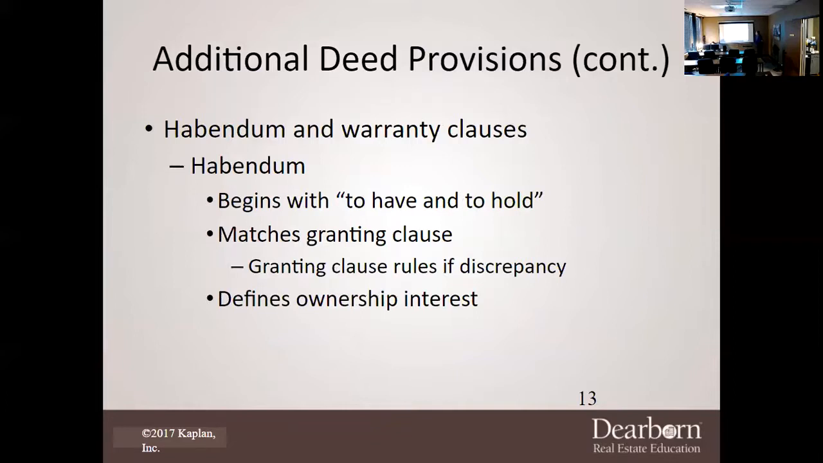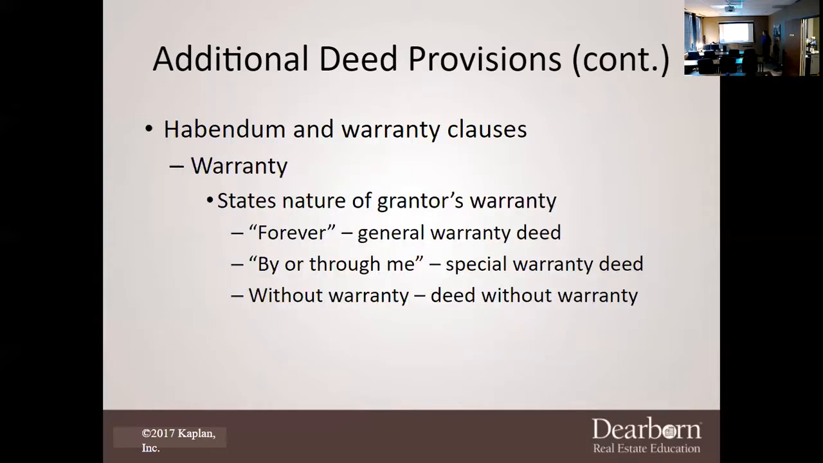There's also a habendum and warranty clauses. Habendum is basically the "to have and to hold" clause. It matches the granting clause, and the granting clause rules if there is a discrepancy. These define the ownership interest. When we talk about warranty, there are different types, and we're going to talk about these. It states the nature of the grantor's warranty.